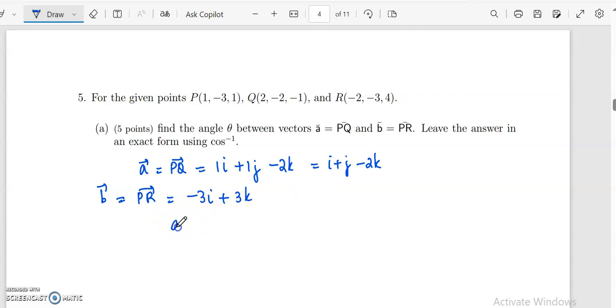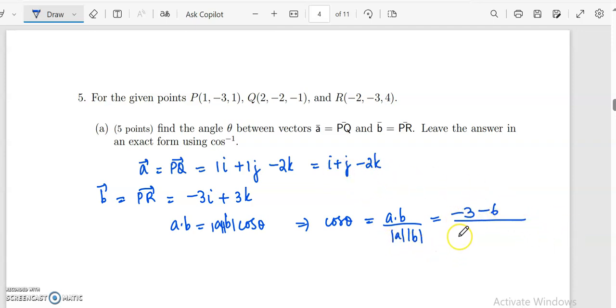So A dot B will be equal to, if you have two vectors, then the dot product will be equal to norm of A, modulus of A, modulus of B into cos theta. So we'll get cos theta equal to A dot B by mod A mod B. So A dot B will be equal to, multiplying the i components together, we will get minus 3. The j component value will be 0. Then we will get minus 6.